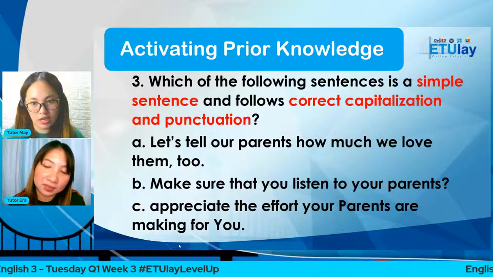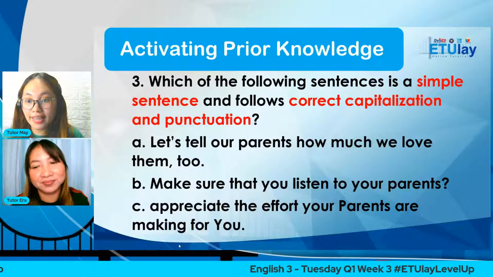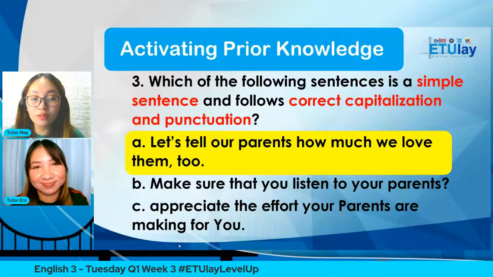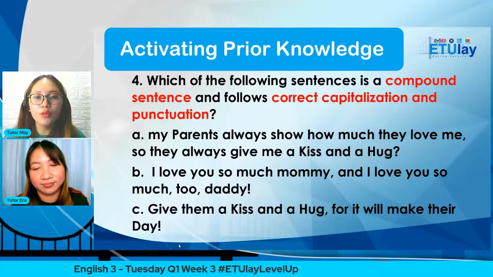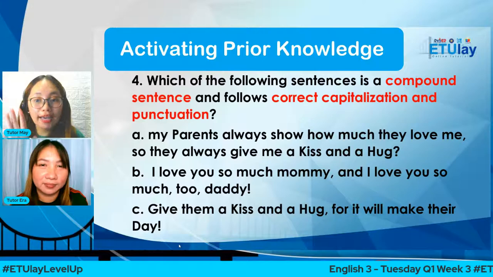Okay. Then if your answer is like Erich, Johan, Dennis, Giovanni, the correct answer is letter A. So if you can see, letter B is confusing, but if you look at it very carefully, you will say, oh, it's not correct. Therefore, letter A is the answer for number three. Number four, we're now looking for a compound sentence that follows correct capitalization and punctuation. The answer for number three is A. Right now, we're now on number four.